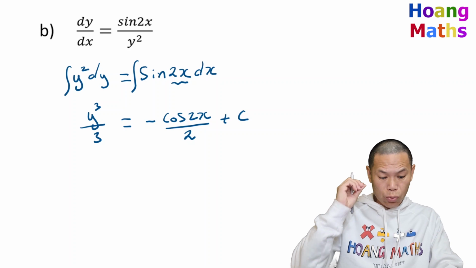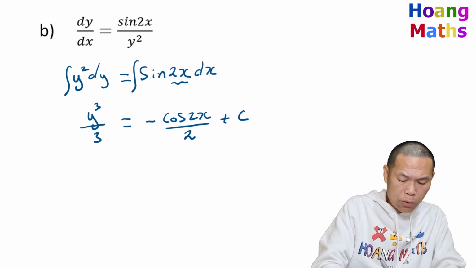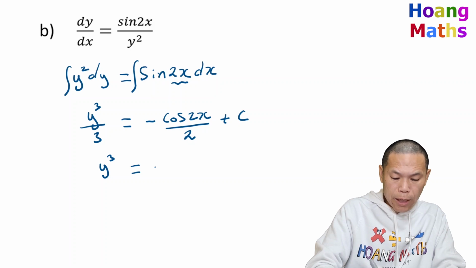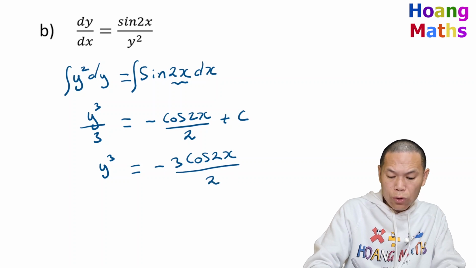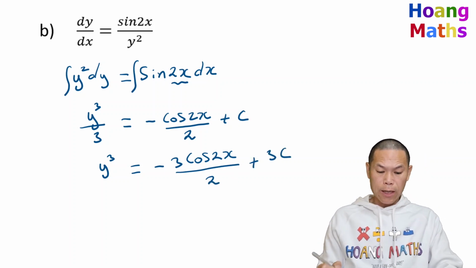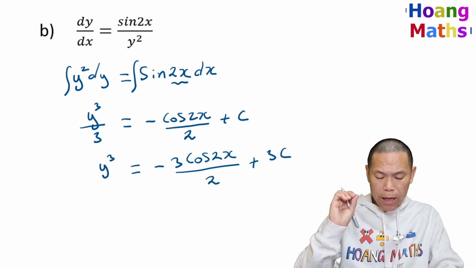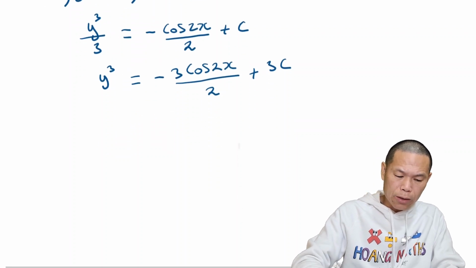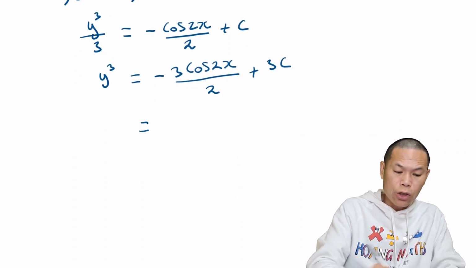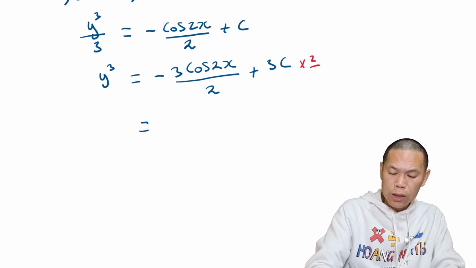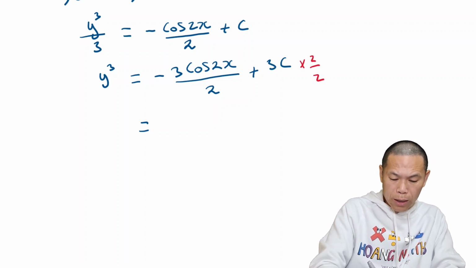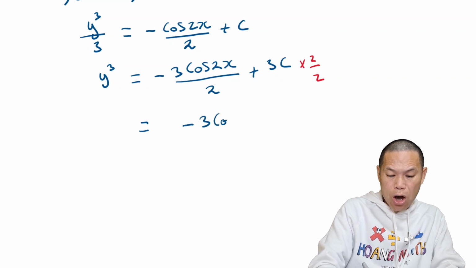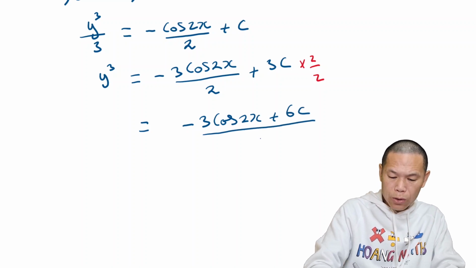There you go. So I times 3 on both sides. That means y to the power of 3 is negative 3 cos of 2x over 2. We add 3c. There you go. So now I just put minus 3 cos 2x over 2 plus 3c into one term. That means we have a common denominator, which is times 2 times 2. So that's like minus 3 cos of 2x, we add 6c, over 2.